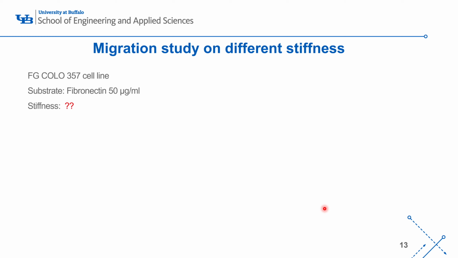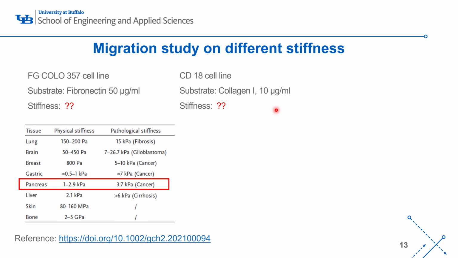So right now what we have is that for these FG-Colo 357 cell lines, we know the substrate concentration that works well for migration is 50 microgram per ml, and for CD18 the 10 microgram per ml works well. We need to find the correct stiffness, and there are papers that have reported that in the pancreas the normal physical stiffness is around 1 to 2.9 kilopascal, whereas in pathological conditions the stiffness increases and is around 3.7 kilopascal.